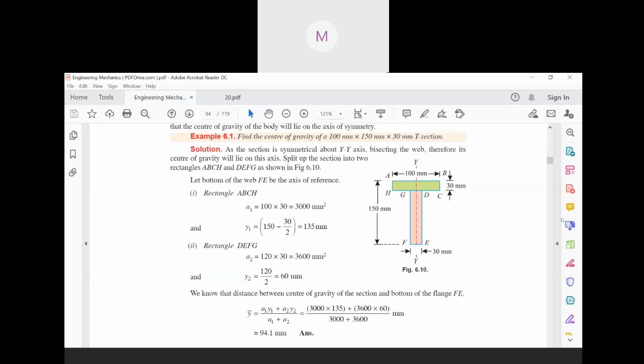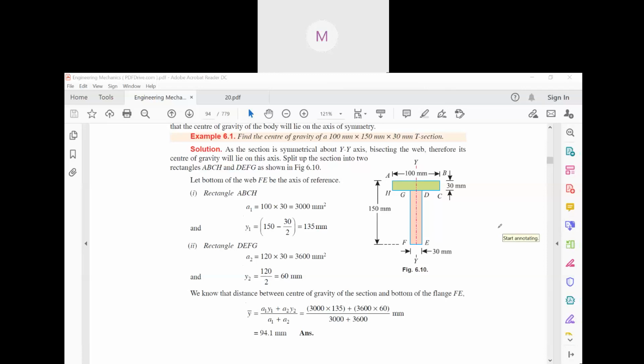So now what we'll do, look at this figure now first of all. So this is a T, right? Now here your main first work is to find out which axis it is symmetrical against. Now, do you know what is a symmetrical figure? Any idea? No idea what is a symmetrical figure?